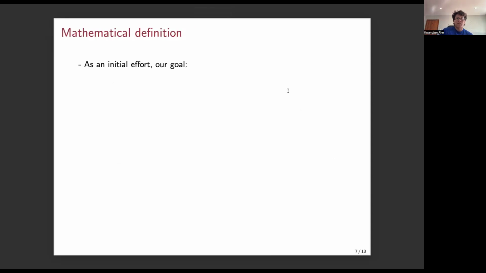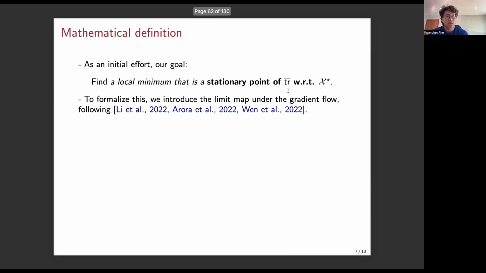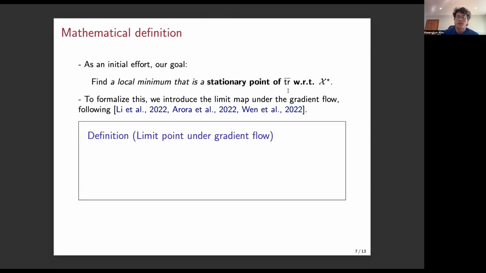So as an initial effort, our goal in this paper is to find the local minima that is also a stationary point of the normalized trace, restricted to x star, the set of local minimizers. Okay. In order to formalize this, we need to introduce one technical definition, namely the limit point under gradient flow, extensively used in previous theoretical works like Li et al., Arora et al., and Wen et al.